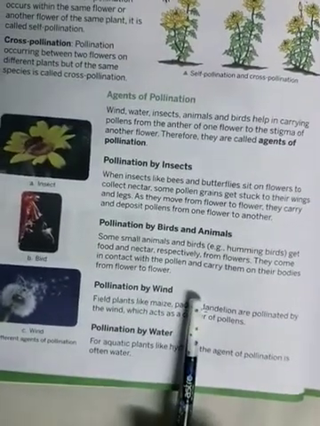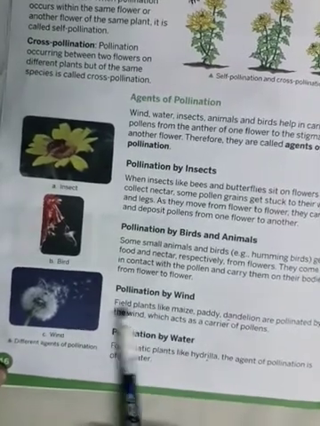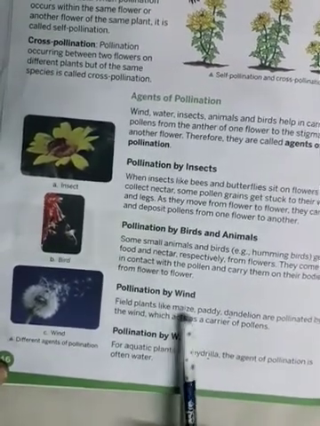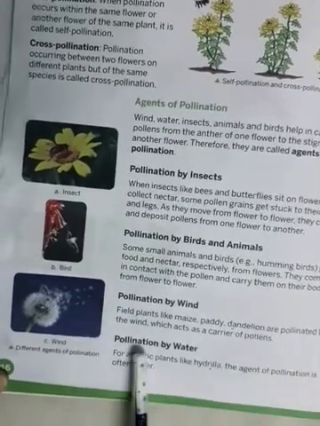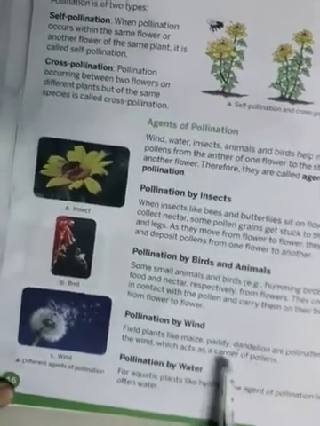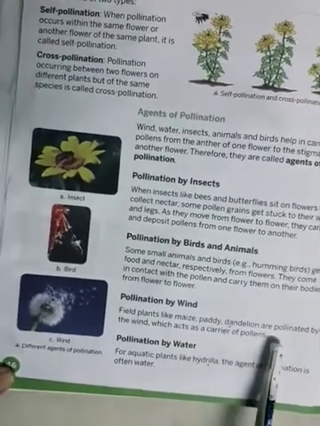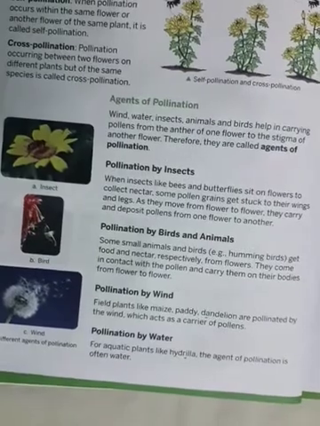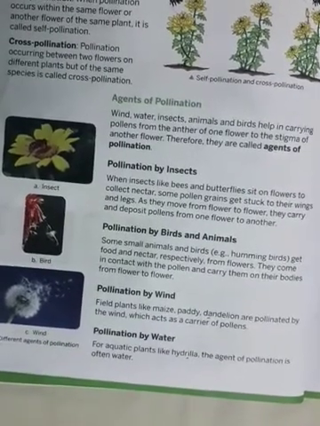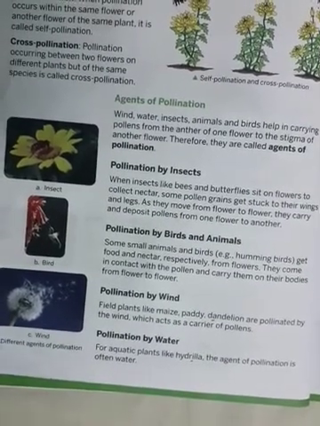Pollination by wind. Field plants like maize, paddy, dandelion are pollinated by the wind, which acts as a carrier of pollens. As you can see in this picture, when the wind blows, it carries away pollen grains with itself, and this is how wind helps in pollination.